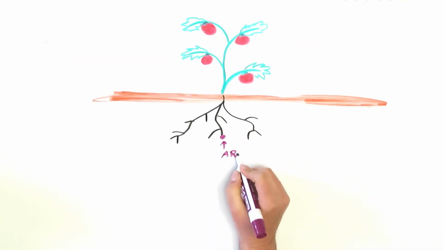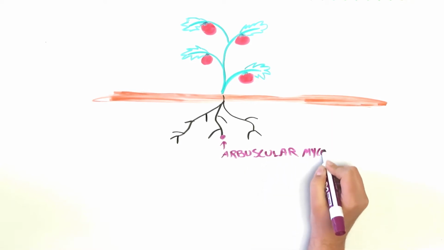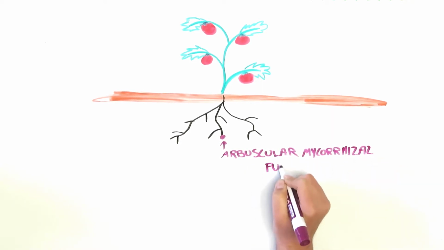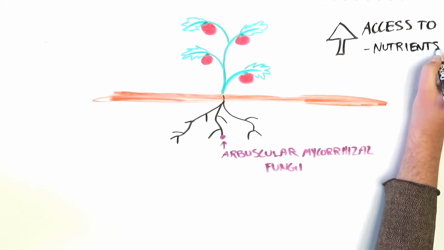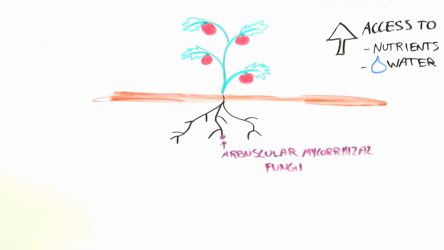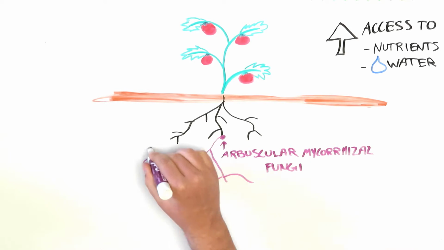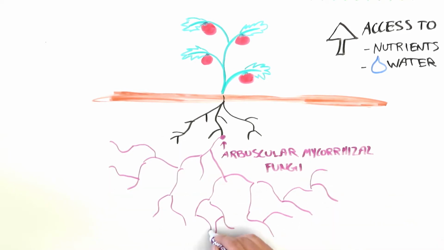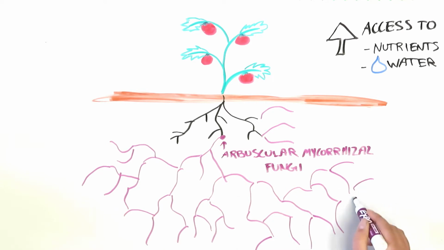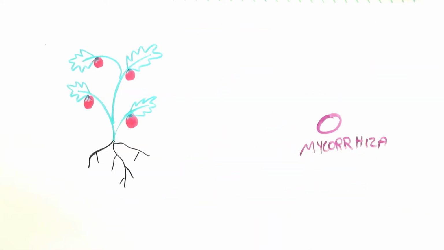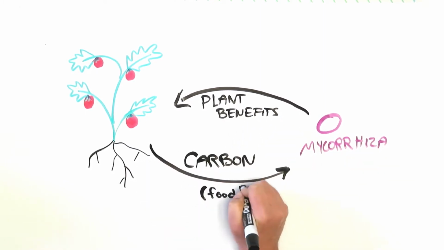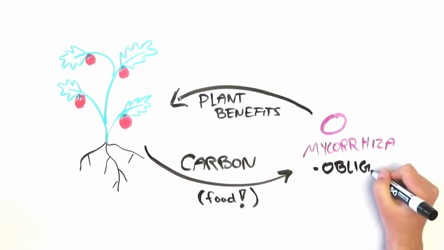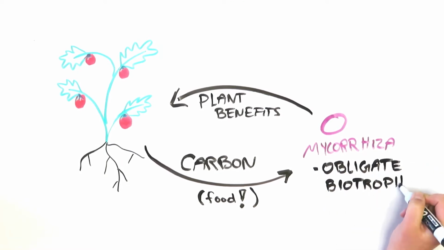Arbuscular mycorrhizal fungi, or simply mycorrhizae, are soil microbes that are especially relevant in agricultural contexts. They colonize plant roots and are known to provide many benefits to their host plants, such as improved access to nutrients and water. This is achieved through an extensive network of fungal filaments, providing plants with access to a larger volume of soil than they could reach with their roots alone. In exchange, mycorrhizae use plant carbon as their source of energy. In fact, mycorrhizae can't grow and reproduce without plant carbon. They are what is known as an obligate biotroph, meaning that they have to have a relationship with another organism to get their food.